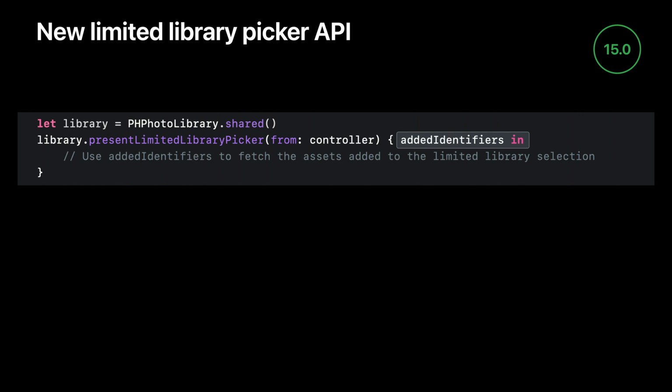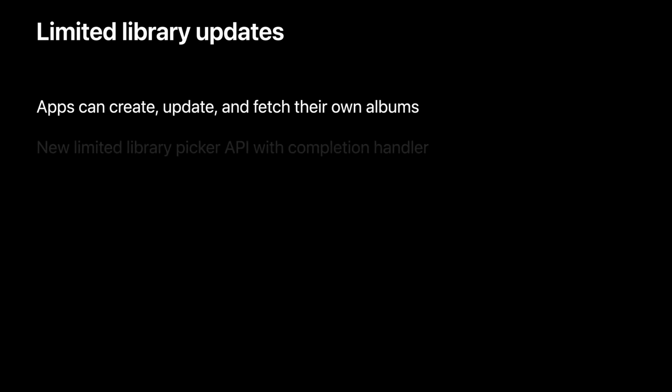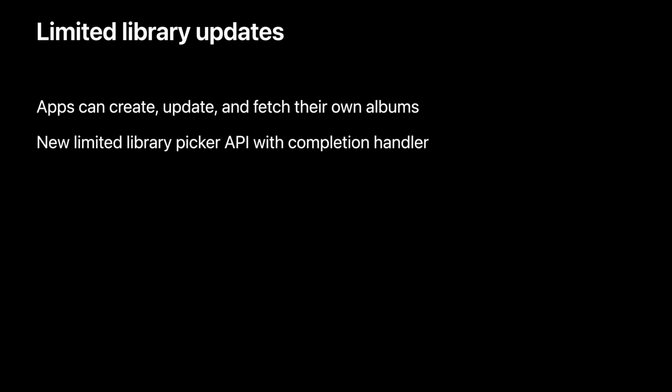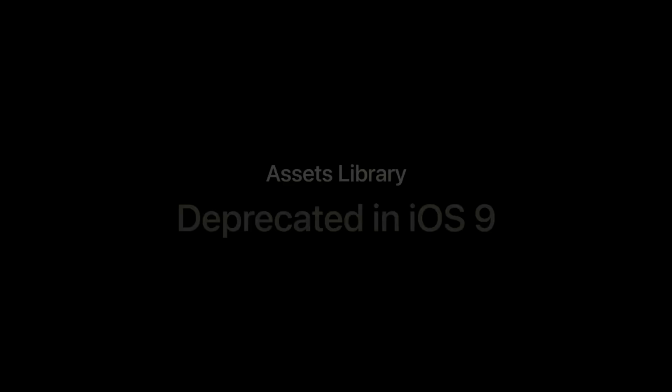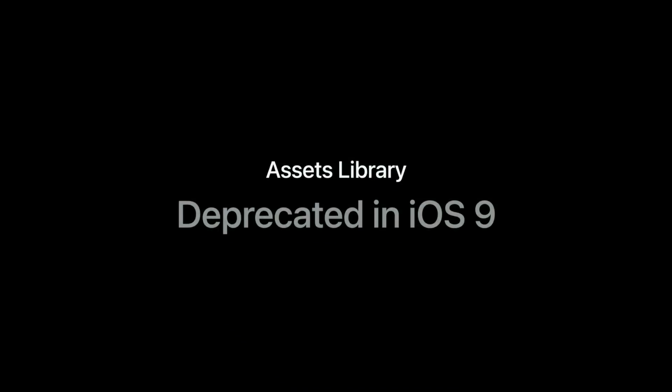That covers our updates for limited library: support for apps to create and work with their own albums, and a new API to give apps a way to track what was added to the limited library selection. That's most of what we had to talk about today. But before we go, I'd like to leave you with the following. For those who haven't updated your code in a while, it's time to move away from Assets Library. It's been deprecated since iOS 9, and we're planning to remove it in a future SDK. This is the time to move to the new Photos Picker or PhotoKit for a deeper integration with photos.